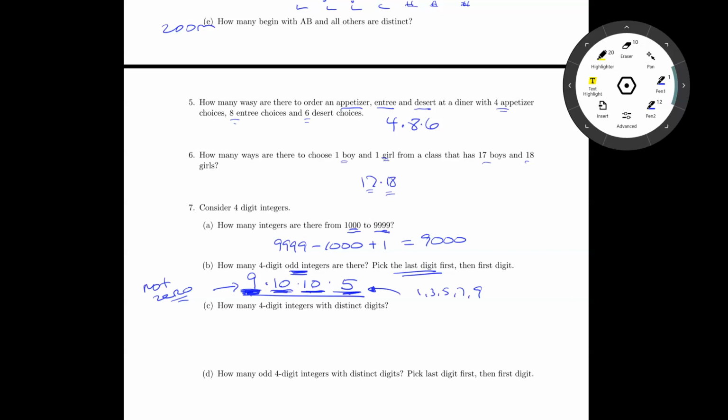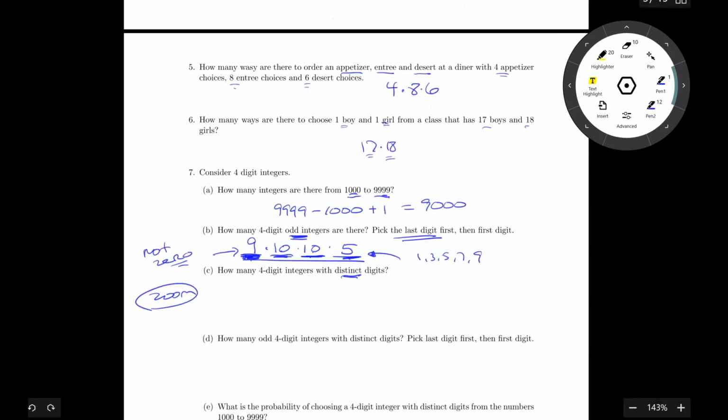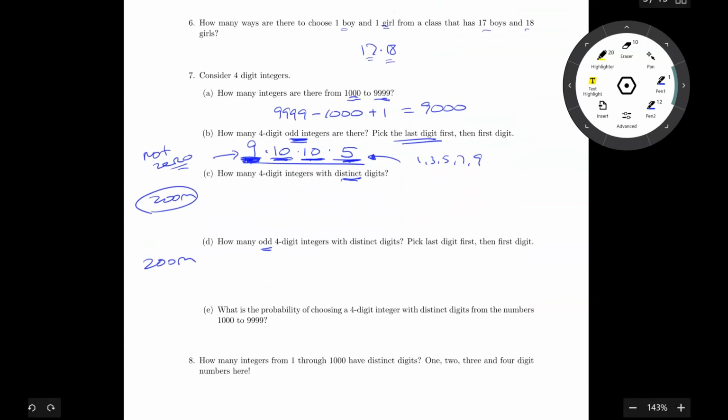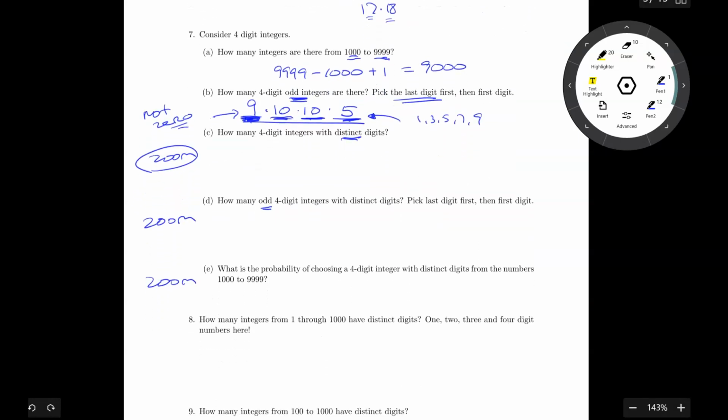All right. How about 4-digit odd integers with distinct digits? Okay, I want you to do this one. And 4-digit odd integers with distinct digits. I'm going to have you do that one as well. And then I'm going to have you do this one. I'm making you do a lot of them, huh? Okay.